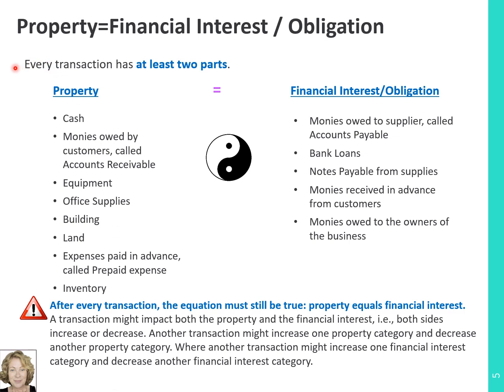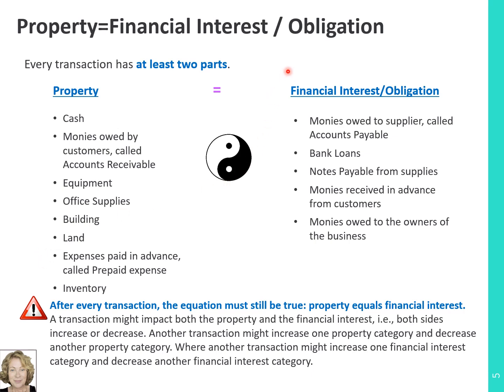Before analyzing these 12 transactions, let's now talk about the simplified equation, property equals financial interest or obligation. Every business transaction involves at least two parts. Later, we'll call that a debit and a credit, but for now, we'll only talk about increases and decreases. Property includes things like cash, monies owed by customers called accounts receivable, equipment, office supplies, building, land, expenses paid in advance, called prepaid expenses, and inventory. In short, these are monies that the company owns.